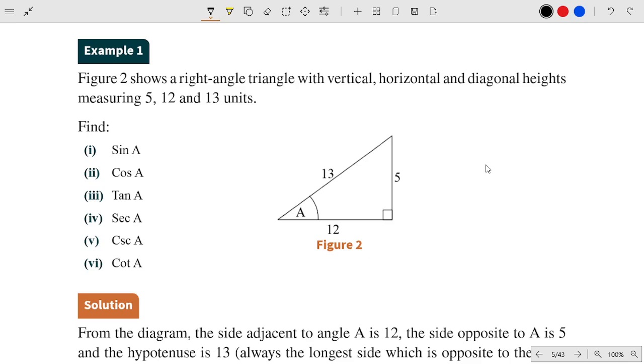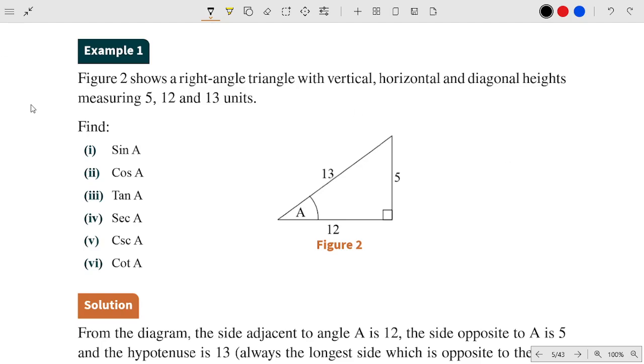Today I want to look at some examples. In our previous lesson, we talked about some trigonometric ratios. So in this lesson, we're going to use these ratios that we talked about in the first tutorial to solve some basic examples.